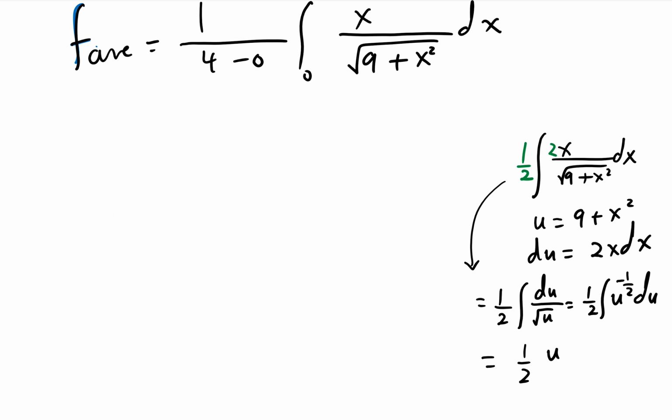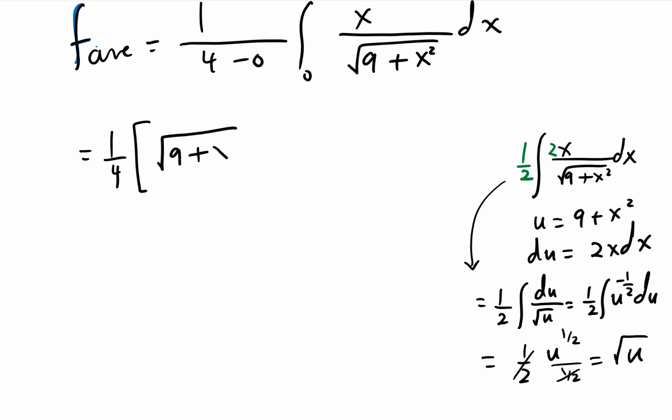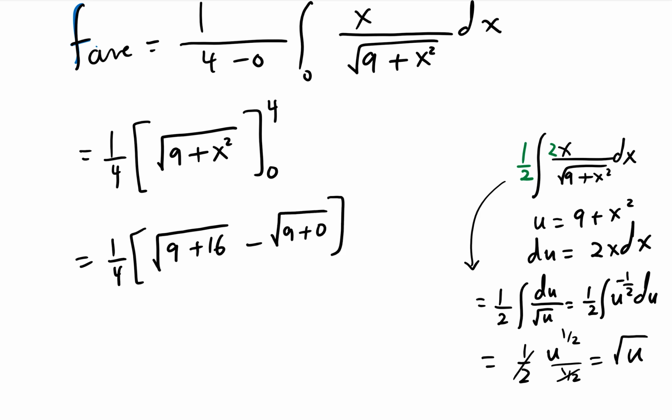U to the negative 1/2, you add 1, negative 1/2 becomes 1/2. And by the reciprocal, that will cancel this. So you get the square root of u. So we get 1/4, the whole integral integrated to the square root of u, which is 9 plus x squared, from 0 to 4. 1/4, square root of 9 plus 16, minus square root of 9 plus 0. 1/4, this is 5, 3. So you get 1/4 times 2, 1/2.